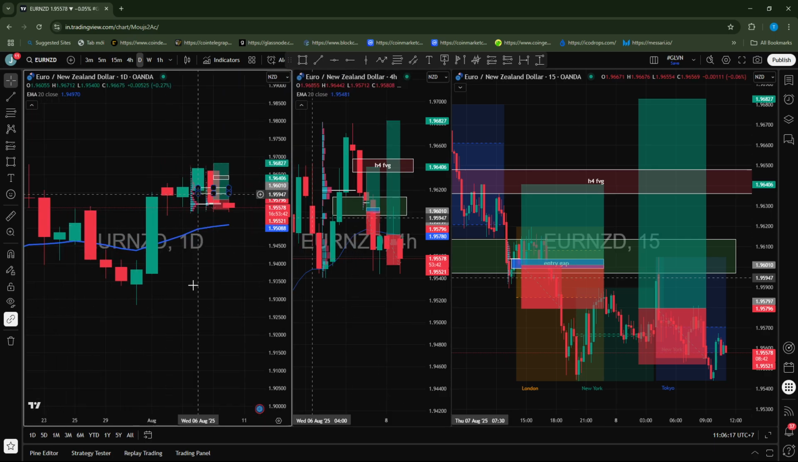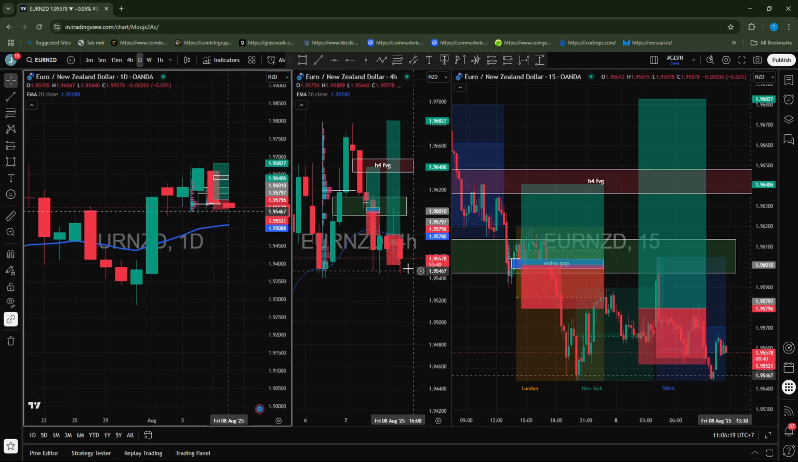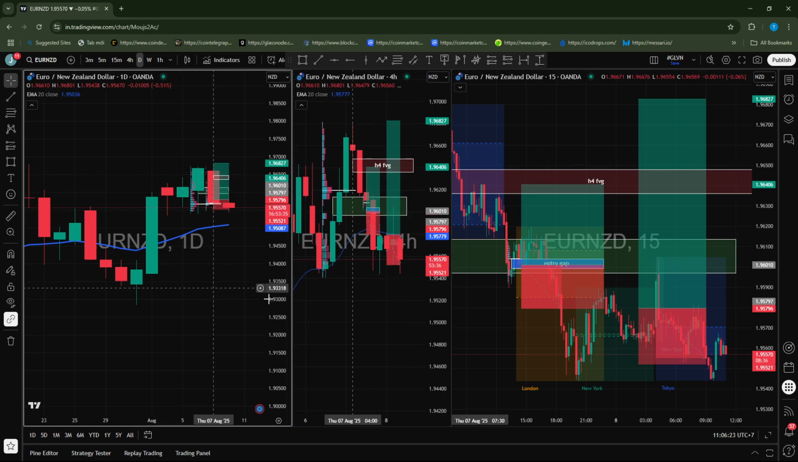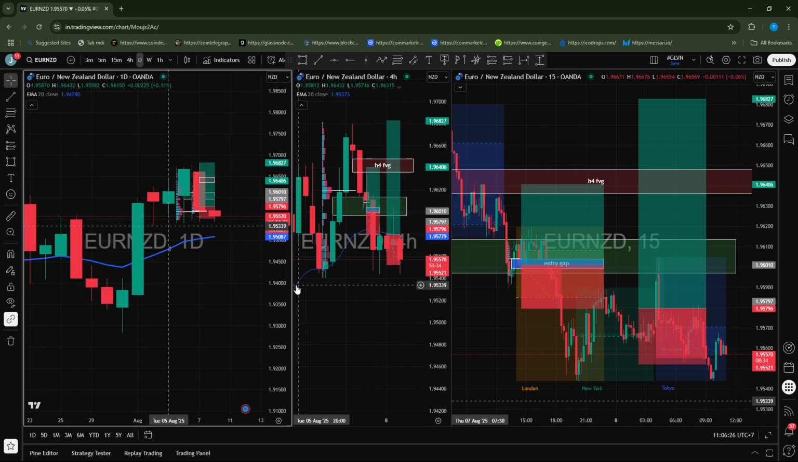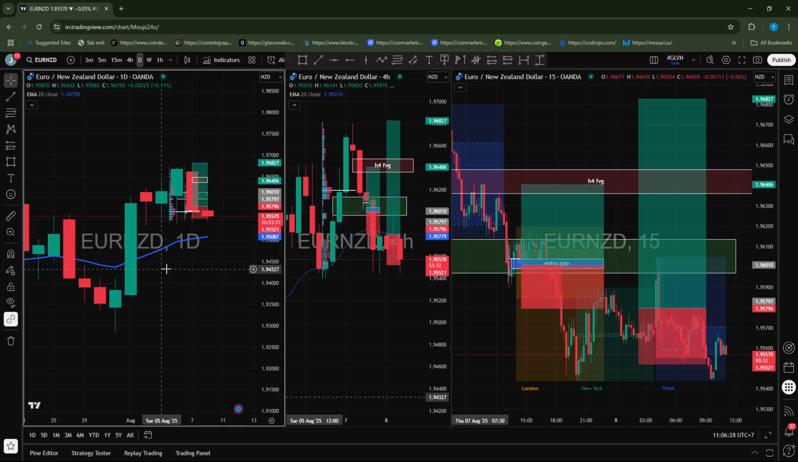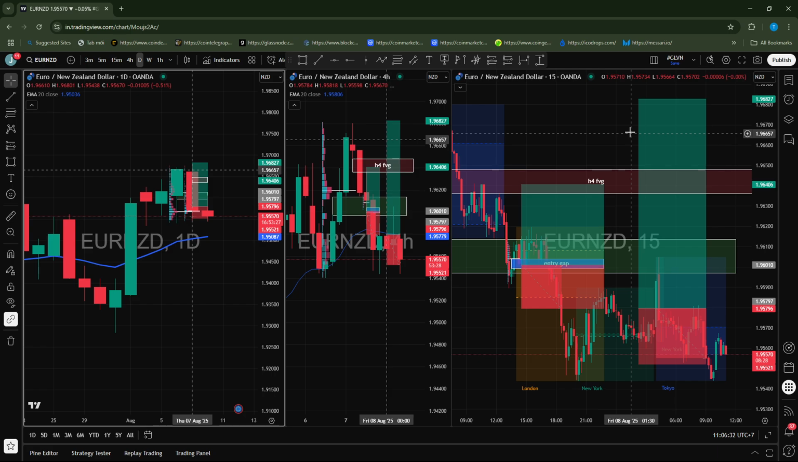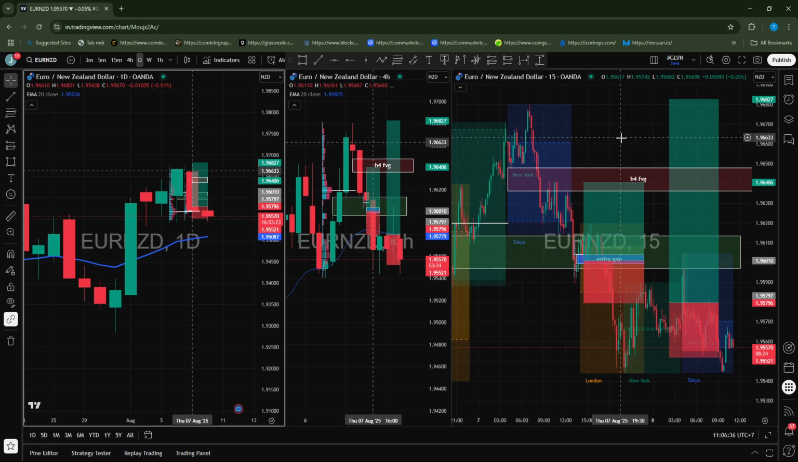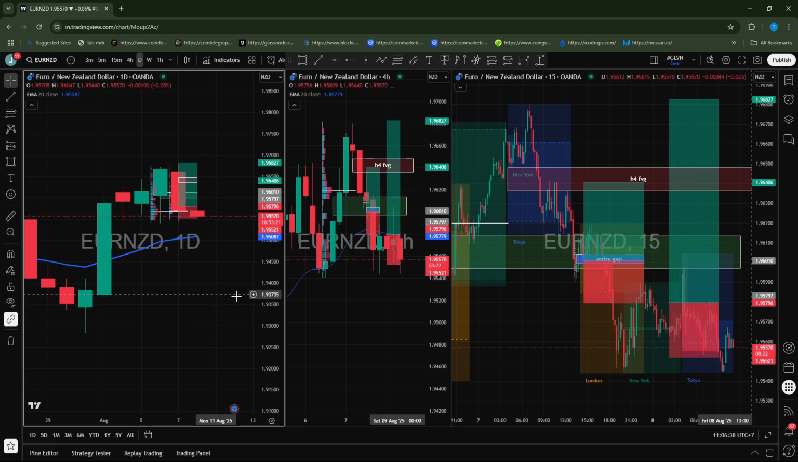When I look at the daily time frame, I use three consecutive time frames: daily, H4, and M15. The main thing is I use the daily time frame and H4 for the trend bias, and then I have the trade execution on the 15-minute time frame. So firstly we need the trend.